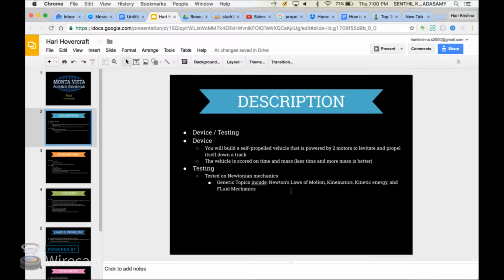So lesser time is obviously better, and more mass, which causes it to sink and resist the levitating force more, is better also. Testing. There will be a few generic topics such as Newton's laws of motion, kinematics, kinetic energy, and fluid mechanics, which are pretty much the physics of movement and how things would move, which relates heavily to how you will approach this event.